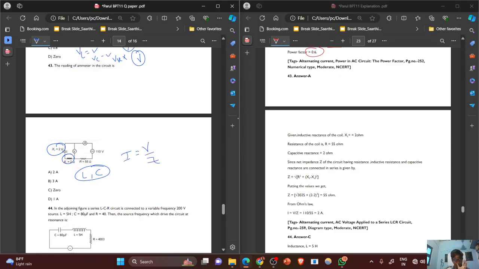Potential divided by Z. Potential is 110, Z is 55. It's again a simple question. 2 ampere is your current.